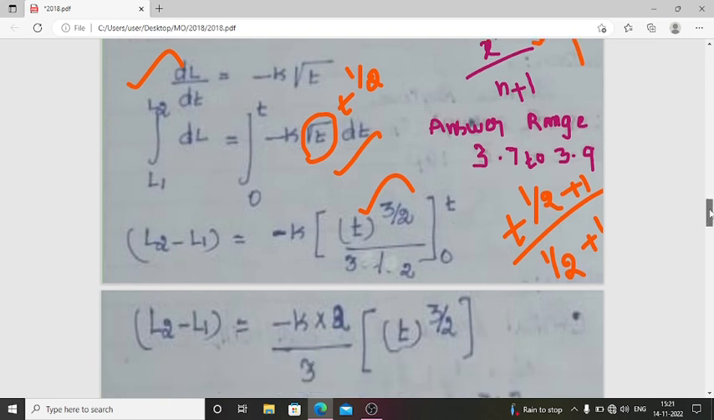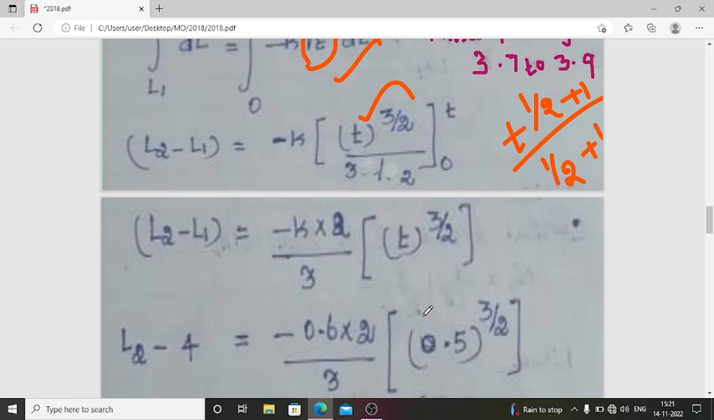Are you clear? Okay. So the LHS, L2 minus L1, is equal to minus k into this 3 by 2 goes to the numerator, giving 2 by 3, times t power 3 by 2. The limit is 0 to t, upper limit minus lower limit. The upper limit is t, the lower limit is 0, so t power 3 by 2.